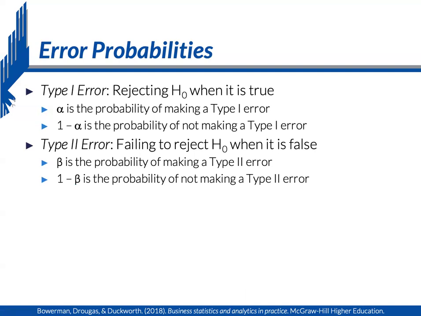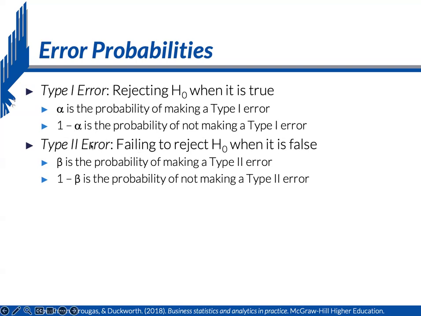Now, the probability of committing a type 1 error is denoted by the Greek letter alpha, which is the same as the significance level that we were using when computing for confidence intervals. So alpha, the Greek letter alpha, is how we express the probability of committing a type 1 error. And therefore, 1 minus alpha is the probability of not making a type 1 error, which is also known as the confidence level.